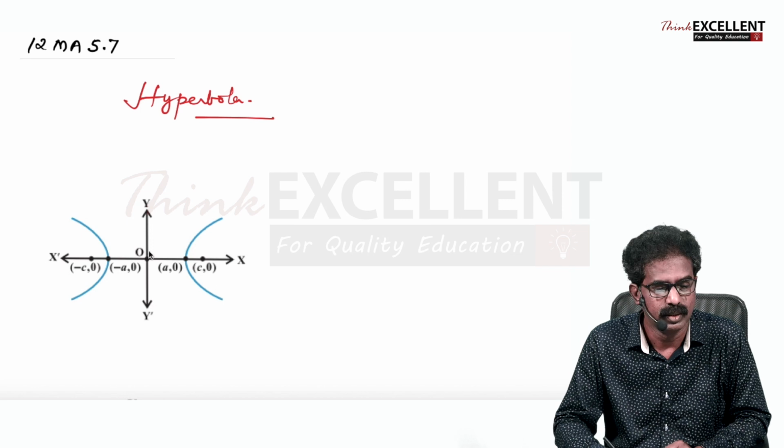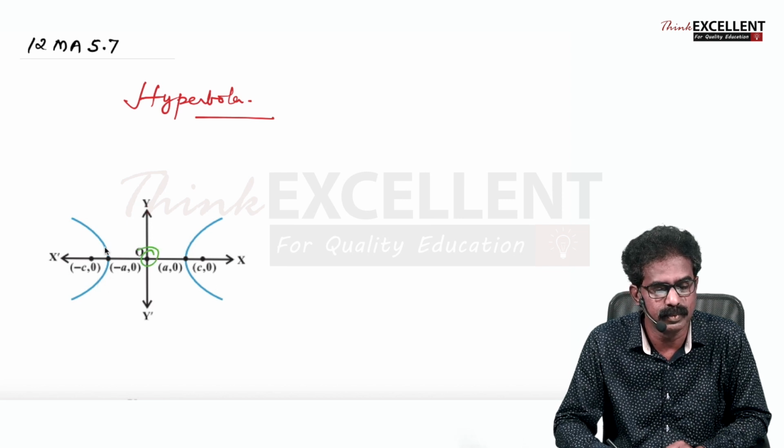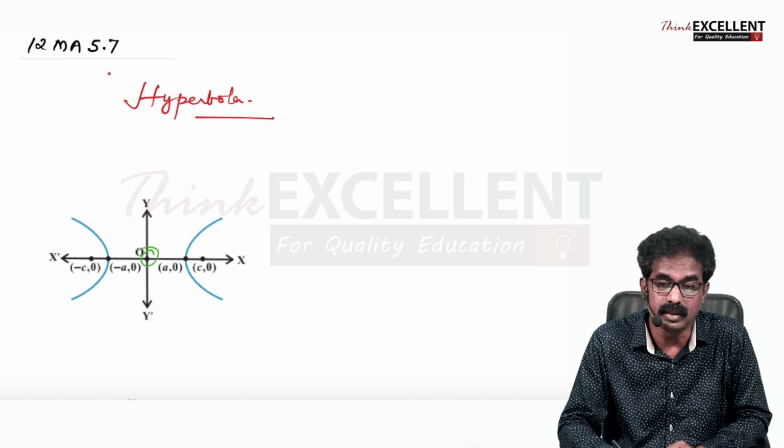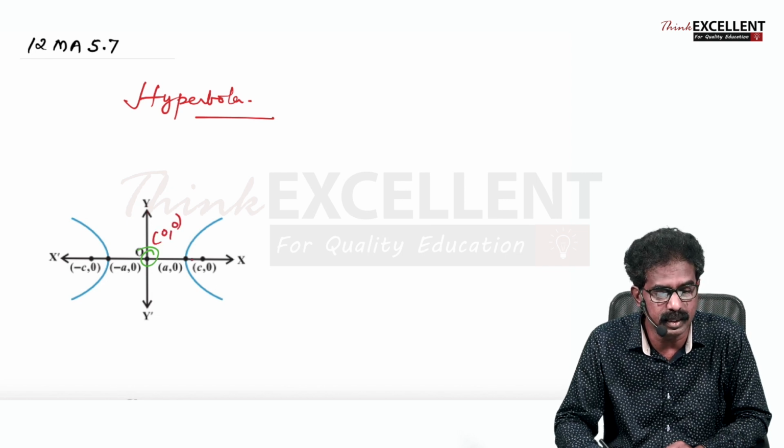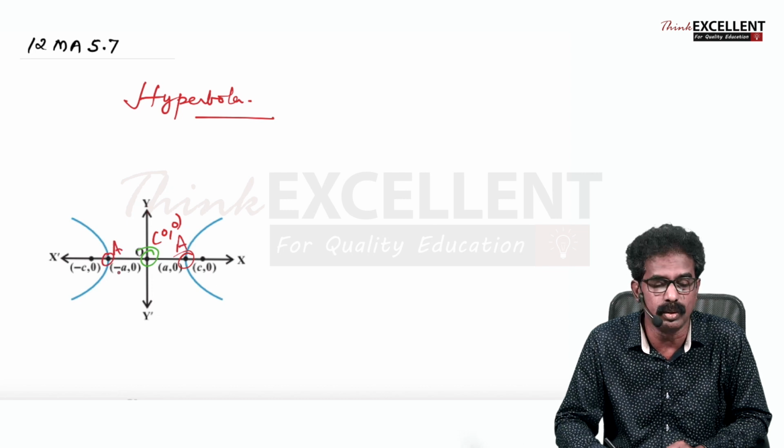So this is the first step. This point is the center. Center is (0, 0) only, like the ellipse. This is one vertex, (a, 0). This is another vertex, (minus a, 0).